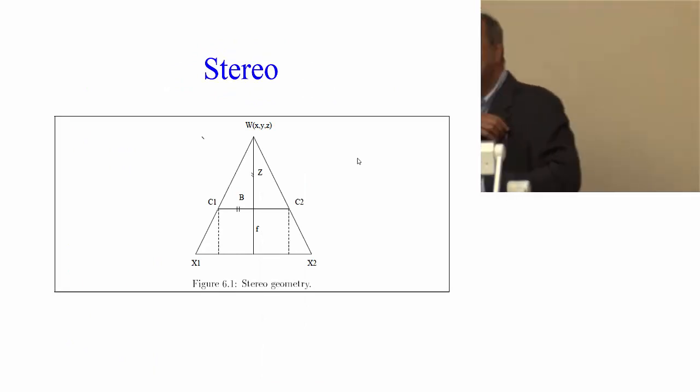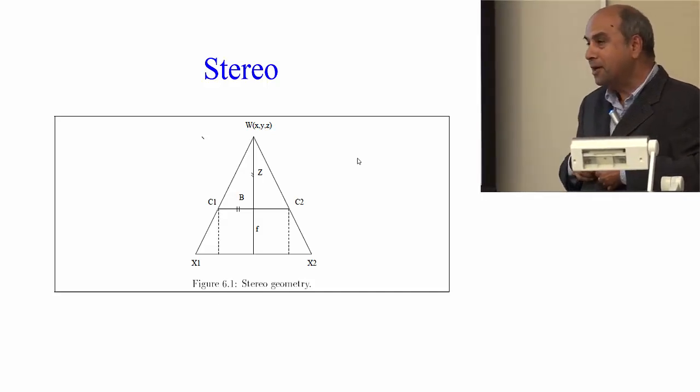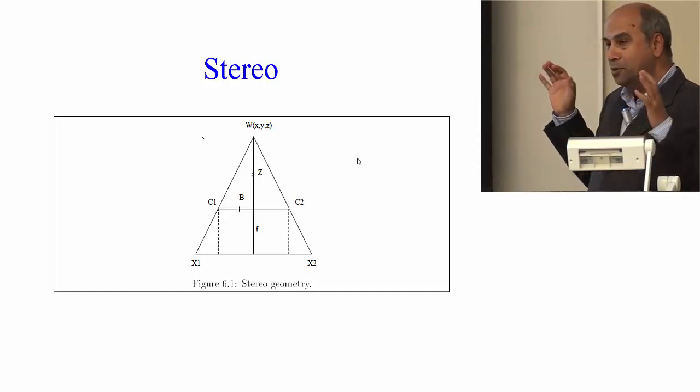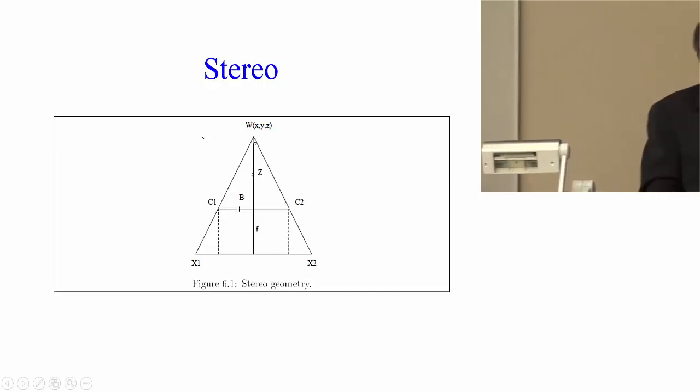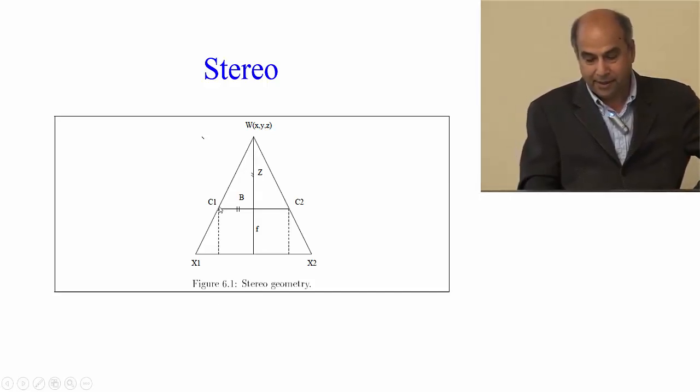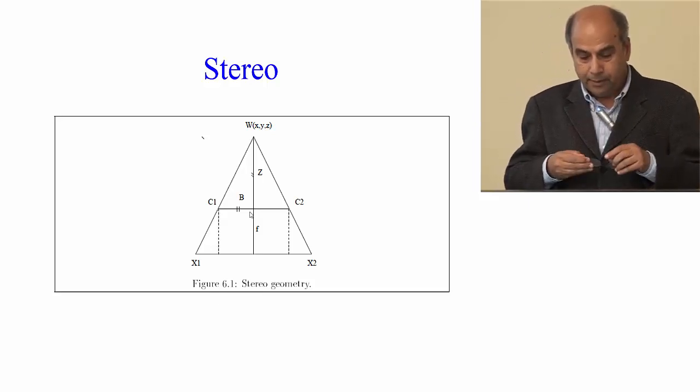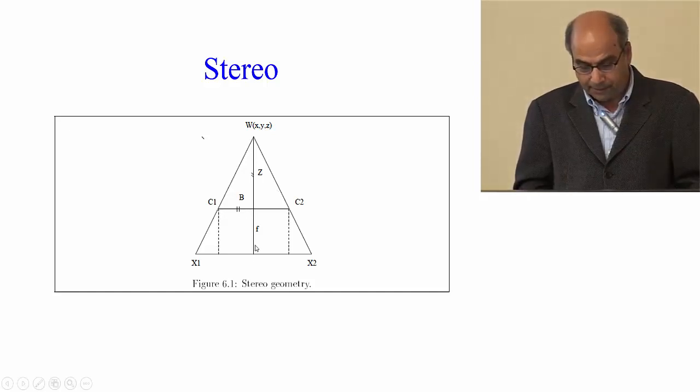So let's do the stereo. One application of this is in stereo, where you have two images and you are looking at a point in 3D. This is the first camera, this is the second camera, left and right camera. The image of this point in the left camera will form here, and the image of this point will form here. These cameras are separated by B, which is the baseline. The distance of this point in 3D is Z. The distance from the image plane to the lens is F, which is the focal length. Using these two triangles, there's one triangle here and a smaller triangle here, we can find out the depth.